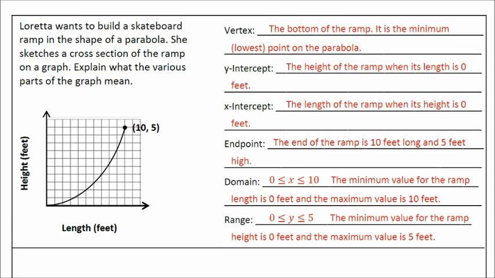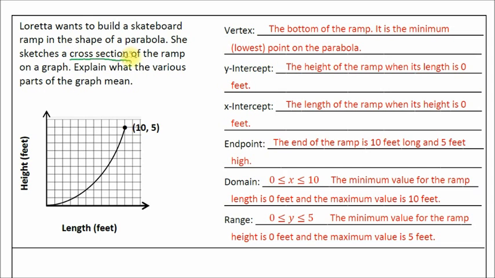Loretto wants to build a skateboard ramp in the shape of a parabola. She sketches a cross section. This might be something you haven't seen before. Let's underline it. She sketches a cross section of the ramp on a graph. Explain what the various parts of the graph mean.